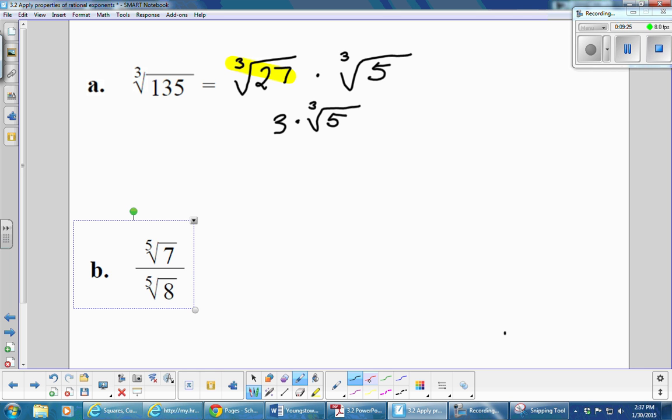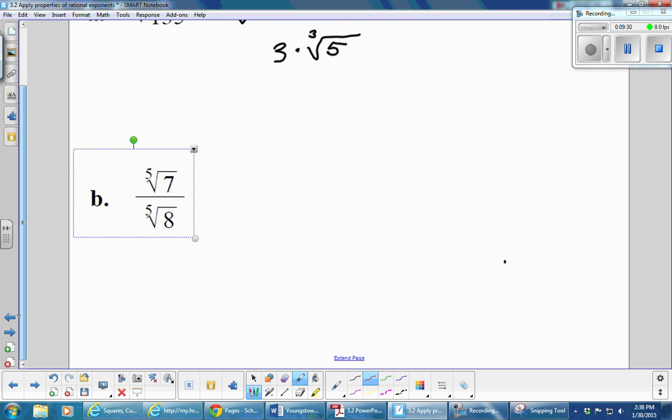Let's try quotient 1. So yeah, let's jump to a different color. I'm getting sick of black. So okay, we're looking at B, and here I'm going to want to put it in a big square root, because you're usually going to want to do the opposite of what you see. So big square root of 7 over 8, right?